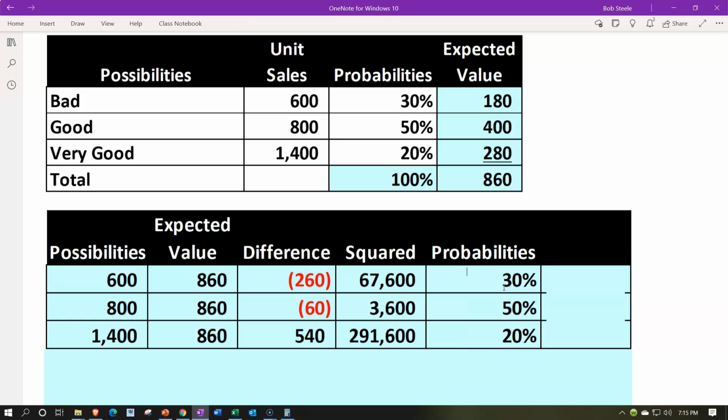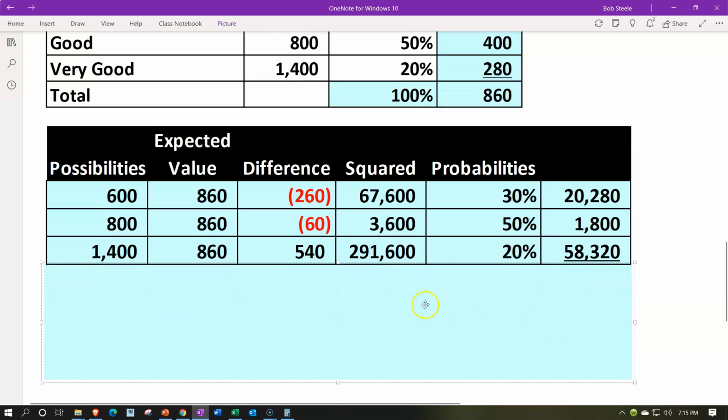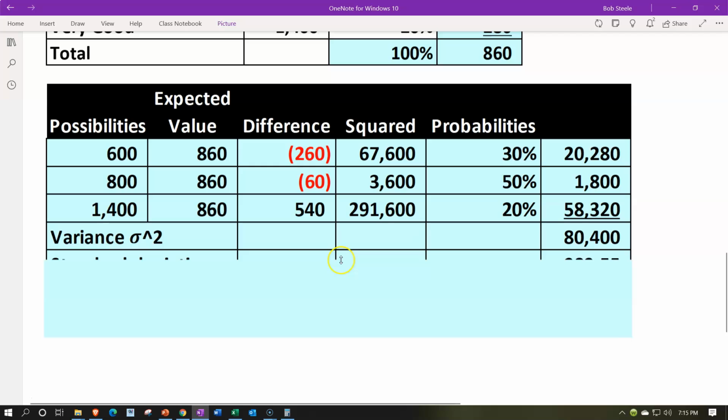Then we're going to apply the probabilities at the end here, which are going to be the 30, 50, 20. 67,600 times 30% is 20,280. The 3,600 times the 50% is 1,800. The 291,600 times 20% is the 58,320.